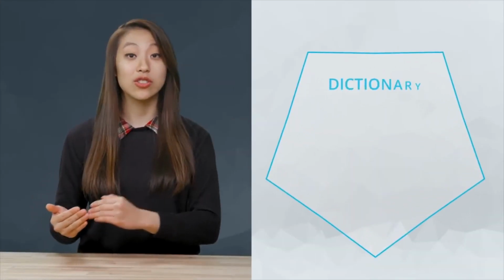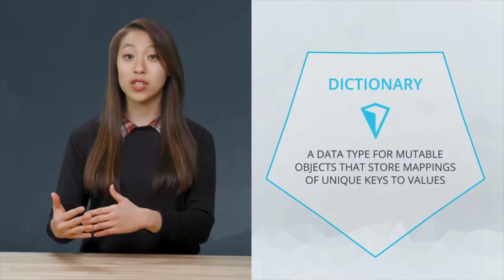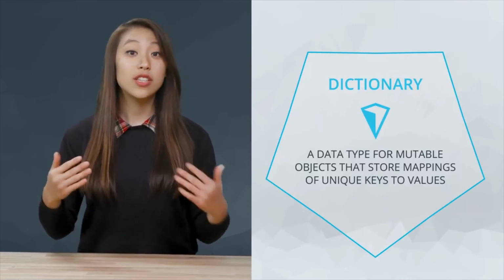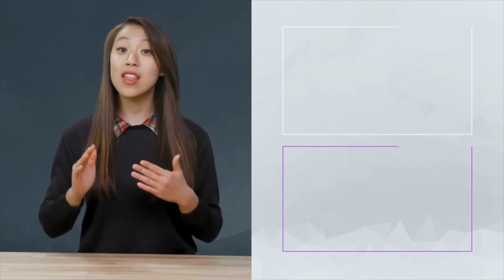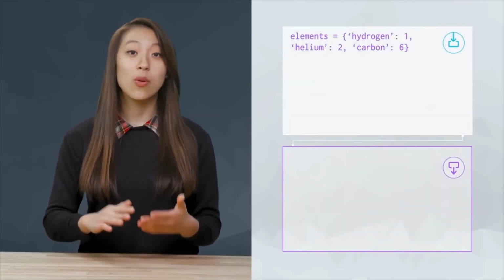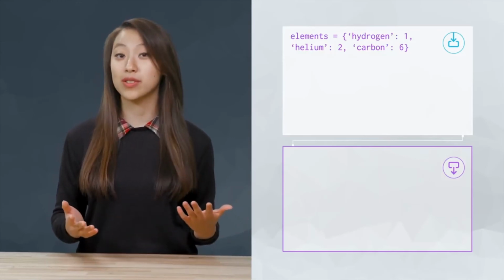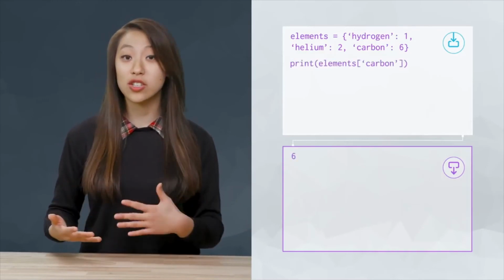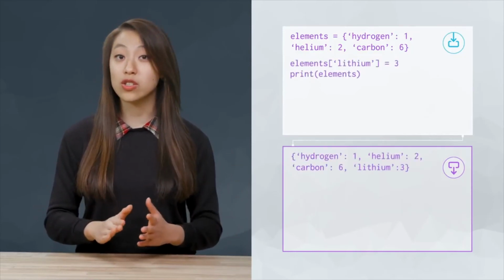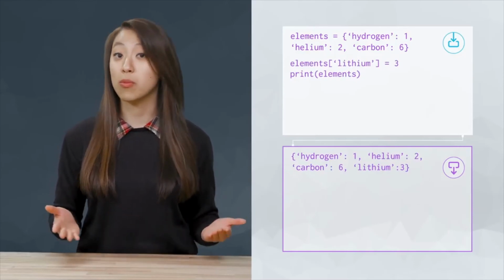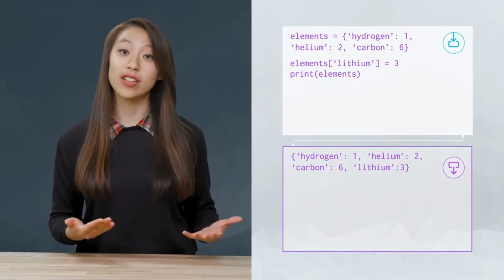Our next data structures, dictionaries, are more flexible. Rather than storing single objects like lists and sets do, dictionaries store pairs of elements, keys, and values. In this example, we define a dictionary where the keys are element names and their values are their corresponding atomic numbers. We can look up values in the dictionary by using square brackets enclosing a key. We can also insert new values into the dictionary with square brackets. Here, we are adding lithium and giving it a value of 3.